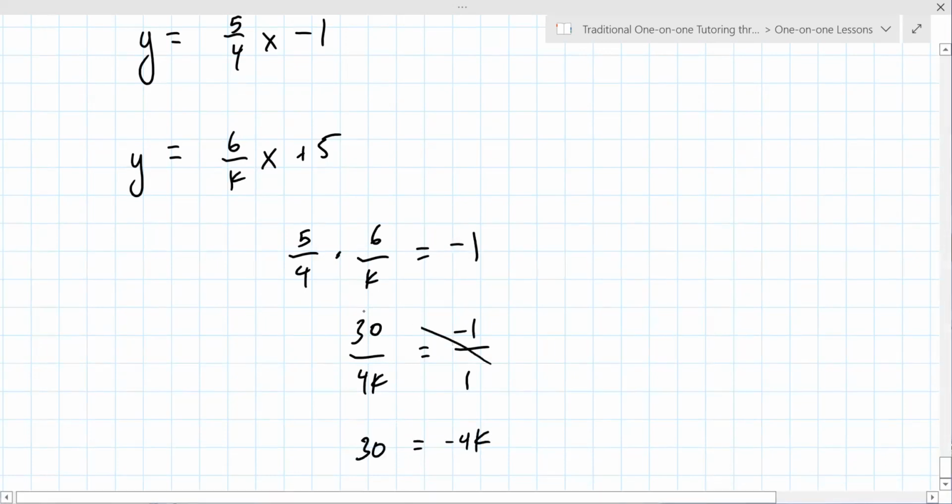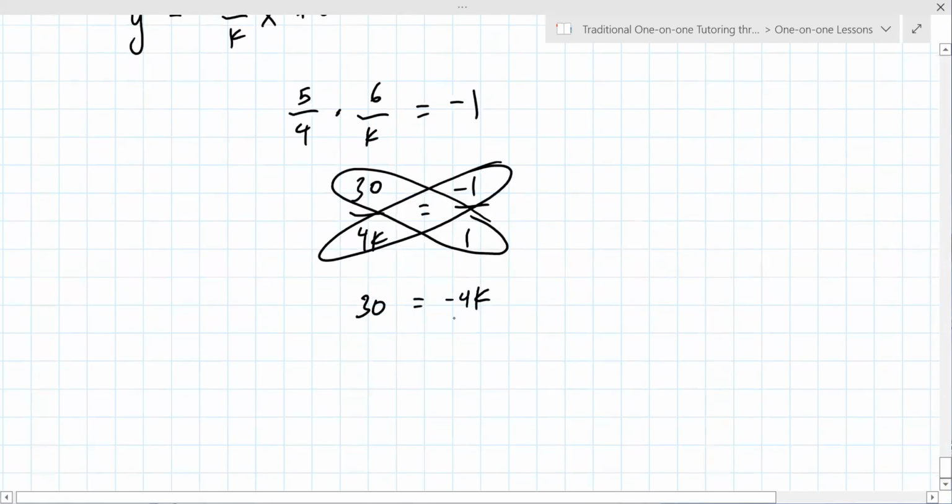So when you cross multiply, hopefully you get 30 equals -4k, and then you divide by -4. Don't forget to reduce. k is -15 over 2.